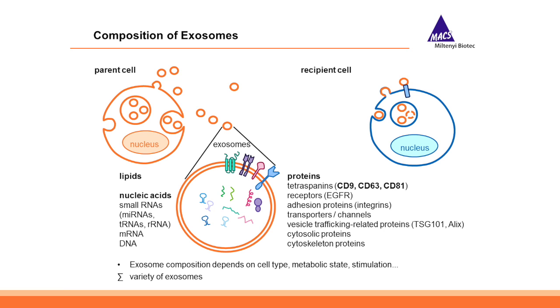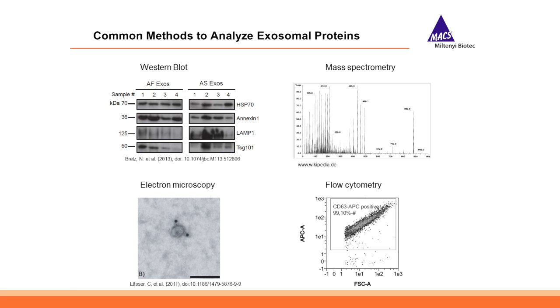Exosome composition depends on the cell type and the metabolic state of the cells, and can also be influenced by stimulation of different cells. Therefore, we expect that there are a variety of different exosomes depending on cell types and the metabolic state. And of course, it's interesting to analyze these different exosomes. Common methods to analyze these exosomes are Western blot or mass spectrometry, where you can analyze the proteins. But the disadvantage of these two methods is that you see only the average of the exosomes, so you cannot get any information about individual or different exosomes, because it's just the mixture you can analyze.